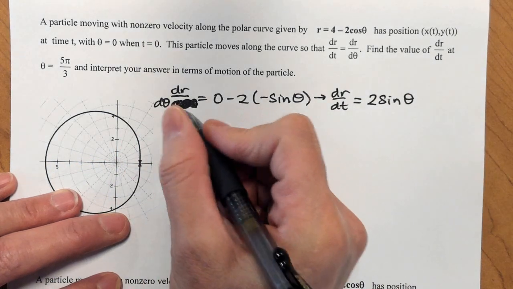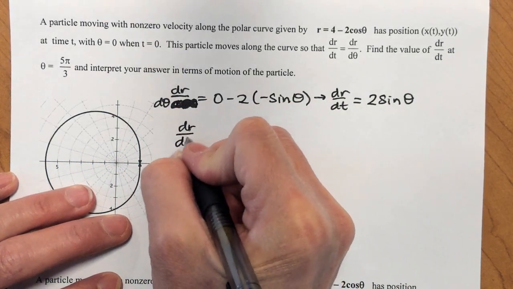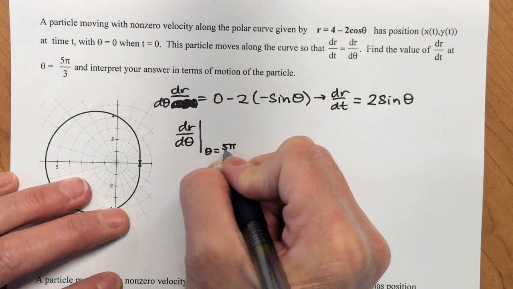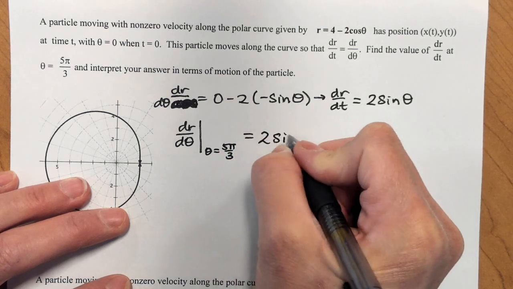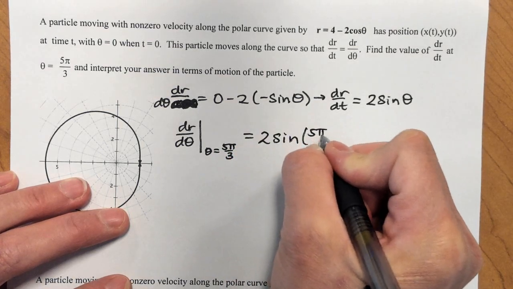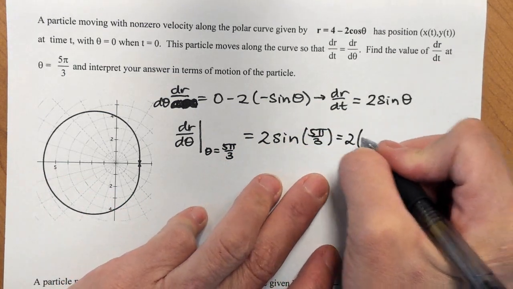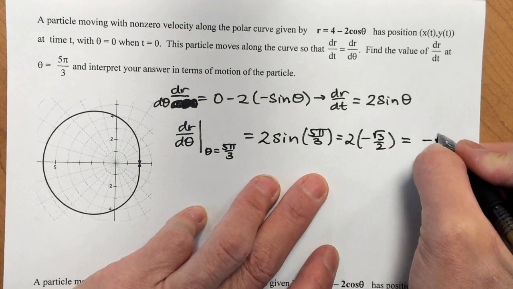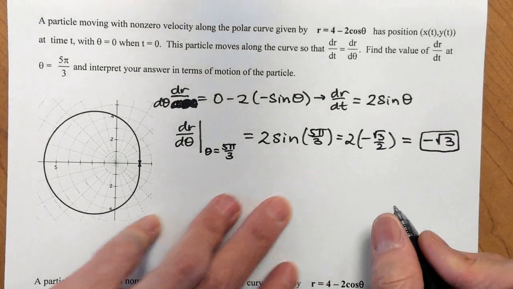And we are trying to evaluate this when theta is 5 pi over 3. So I am plugging that in to my function. The sine of 5 pi over 3 is negative root 3 over 2. So dr/dt is negative root 3. Okay.